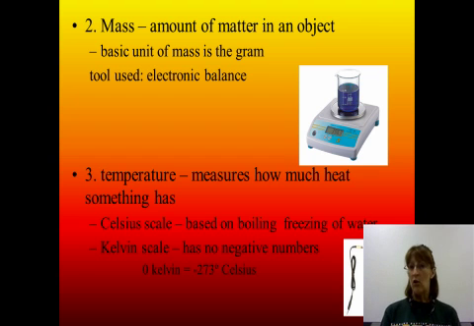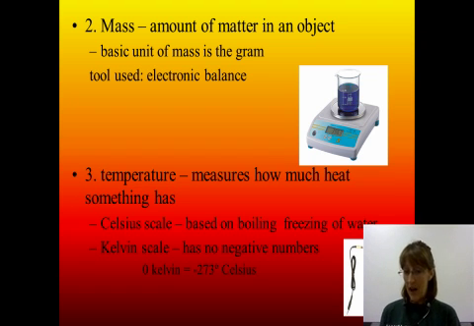Absolute zero is the point at which all motion stops. So you guys remember that the atoms and molecules are always in motion? Well, when you get down to 0 degrees Kelvin, everything stops. Okay? And the wonderful thing about this is that the Kelvin scale has no negative numbers, so it won't screw up our calculations later. 0 degrees Kelvin is equal to negative 273 degrees Celsius.